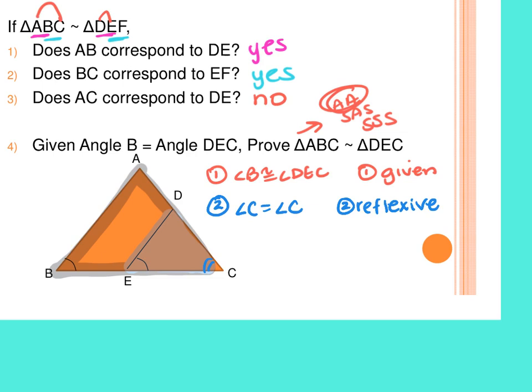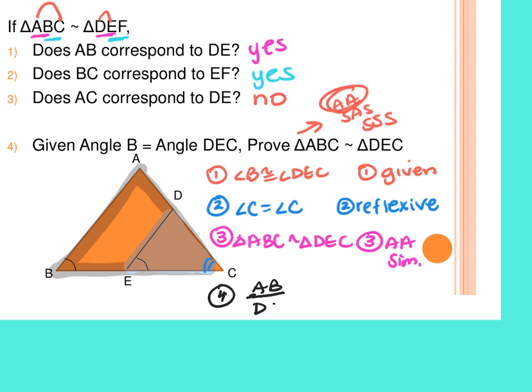So now the two triangles are similar. DEC. And that's angle-angle similarity. I'll tell you this is, again, a little bit easier than what you would see. Another step could be something like trying to prove the sides are proportional. So let's say AB over DE equals AC over DC. That could be like a next step, right? If that's what your proof was.